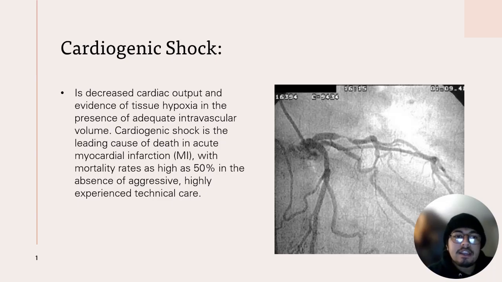So cardiogenic shock is a decrease in cardiac output and evidence of tissue hypoxia in the presence of adequate intravascular volume. Cardiogenic shock is the leading cause of death in acute myocardial infarctions or cardiac arrest, with mortality rates as high as 50% in the absence of aggressive, highly experienced technical care. So it's a very dangerous situation to be in, even though you might be in the most advanced, highly stocked, highly respected hospital in the area.